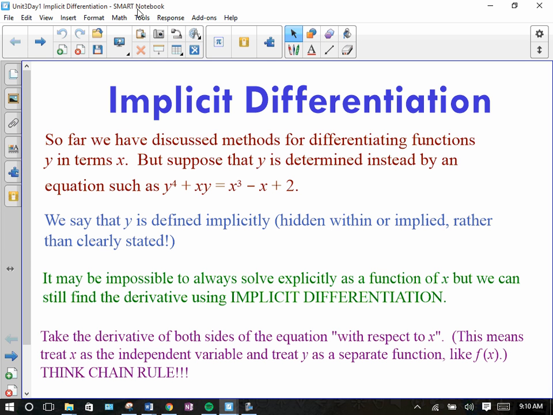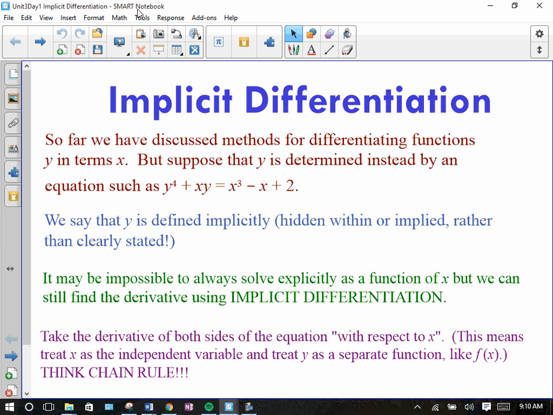But now there's going to be times when functions are determined by an equation where it's y to the fourth plus x times y equals x cubed minus x plus 2. And so what we say there is that y is defined implicitly. Alright, so it's not clearly stated what y is equal to. And it may be impossible to always solve explicitly as a function of x, but we can still find the derivative using what's called implicit differentiation.